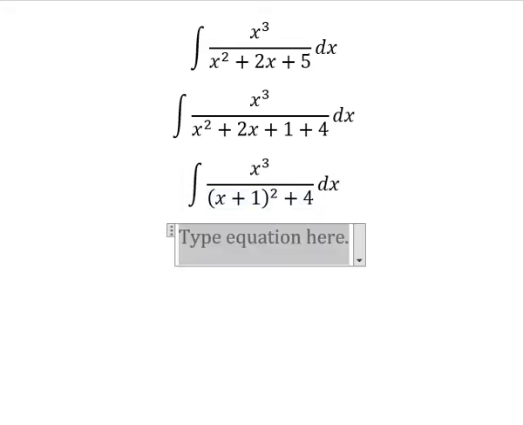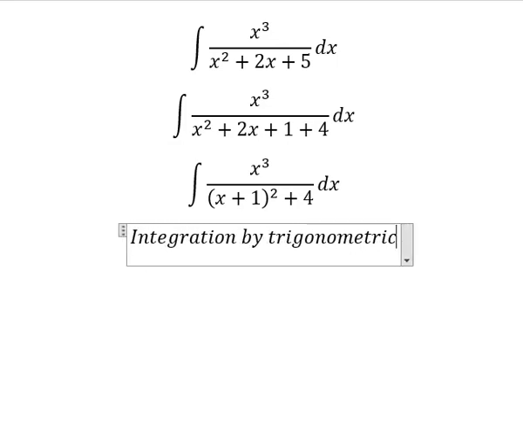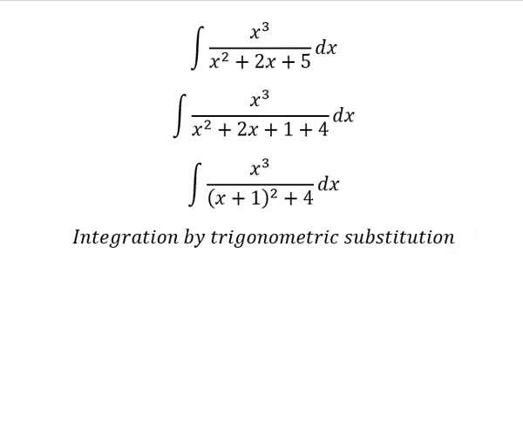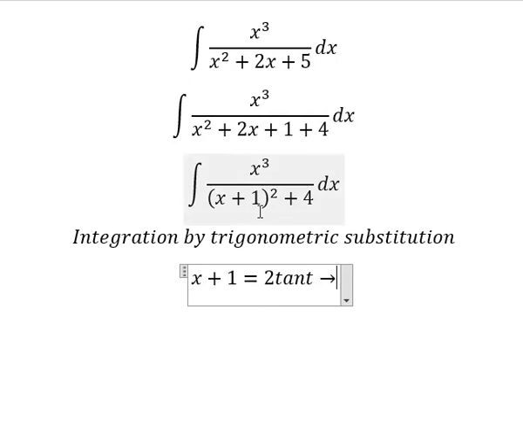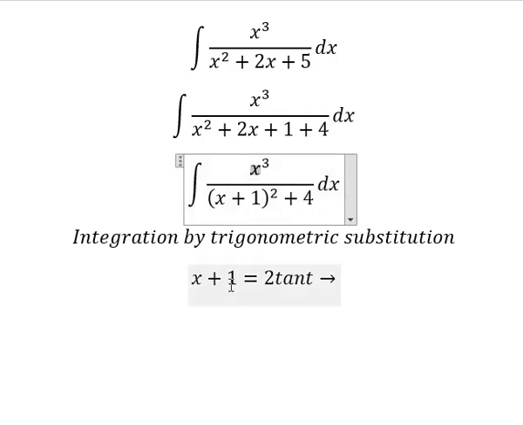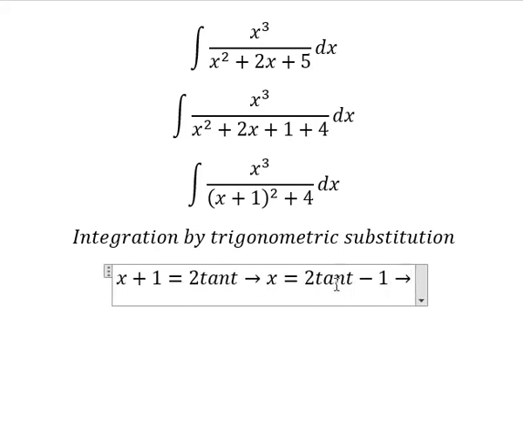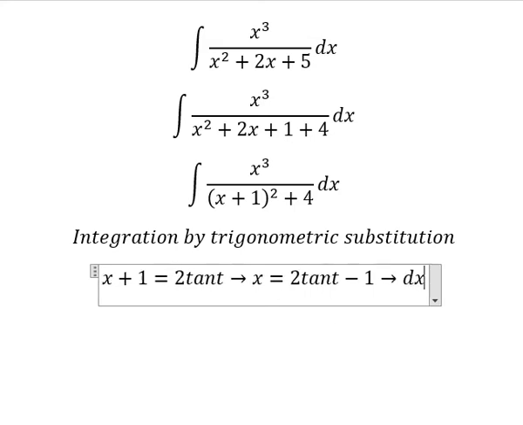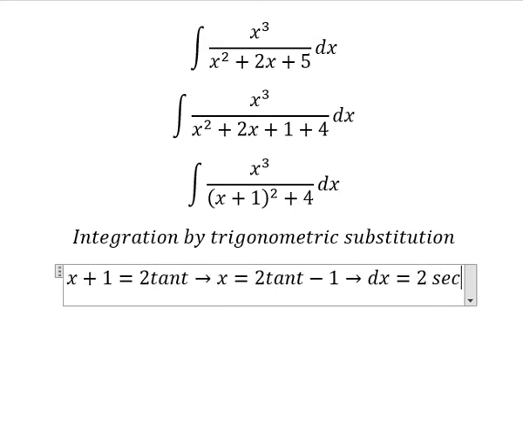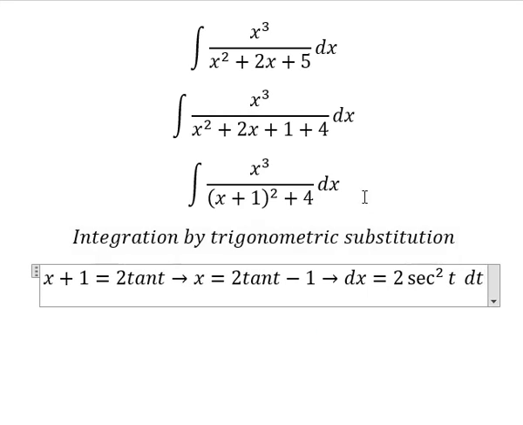Next, I need to use integration by trigonometric substitution. So I will put s plus 1 equal to 2 tan t. Because we have s, I will put number 1 to the right. Next, we need to first take the derivative of both sides. So we have ds equal to 2 secant of t squared dt.